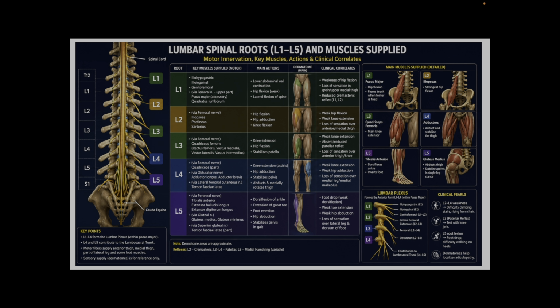L5 nerve root. L5 supplies the tibialis anterior, extensor hallucis longus, extensor digitorum longus, gluteus medius, gluteus minimus, and part of the tensor fasciae latae. So L5: tibialis anterior, extensor hallucis longus, extensor digitorum longus, gluteus medius and minimus, and part of tensor fasciae latae. So what are its major functions?